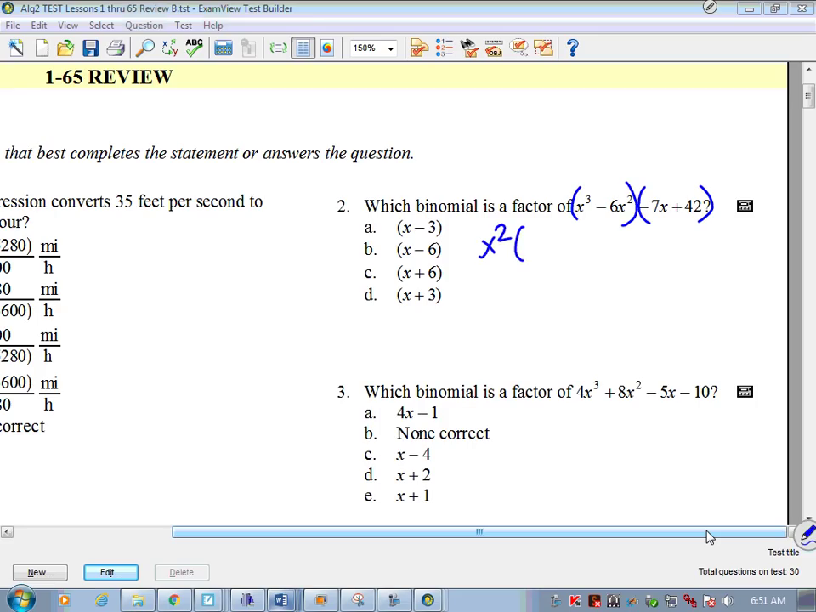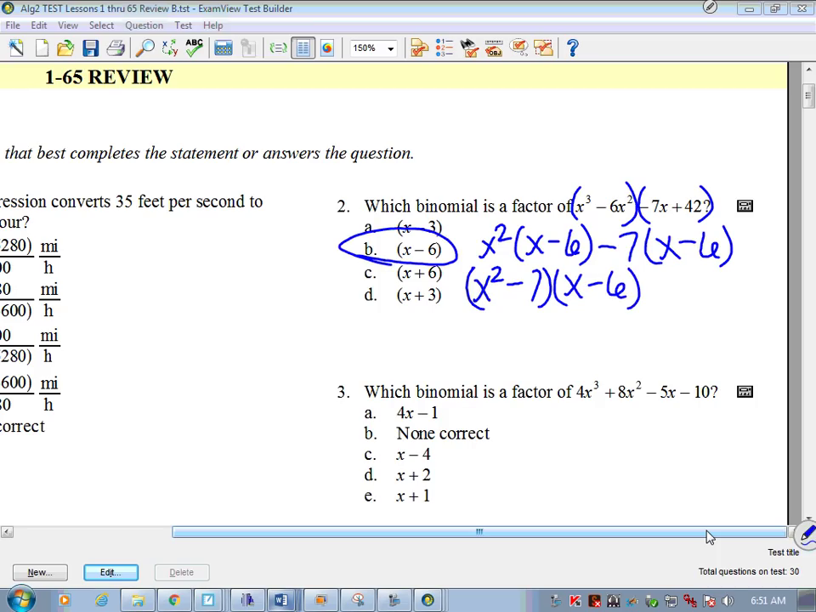We're going to get x minus 6. Let's see, in here, it looks like I can divide all of that by 7. In fact, let's divide it by -7. And -7 times -6 would be 42. So this one I can factor down. It's going to give me x squared minus 7 times x minus 6. And so because x minus 6 is a factor, that works out right there.